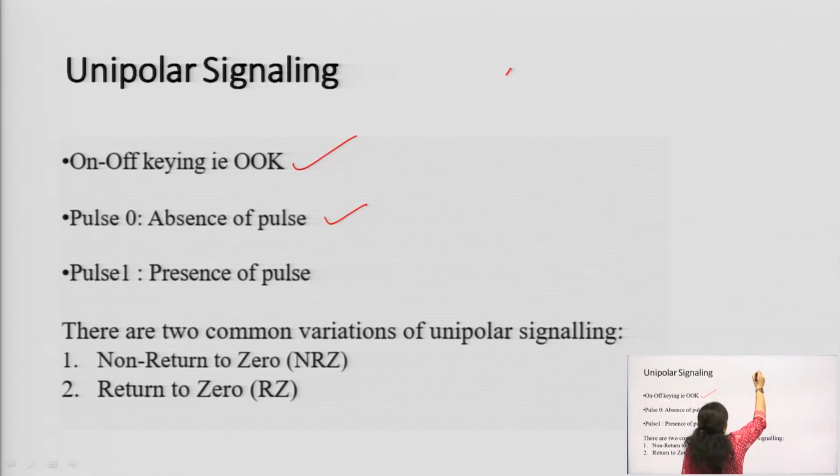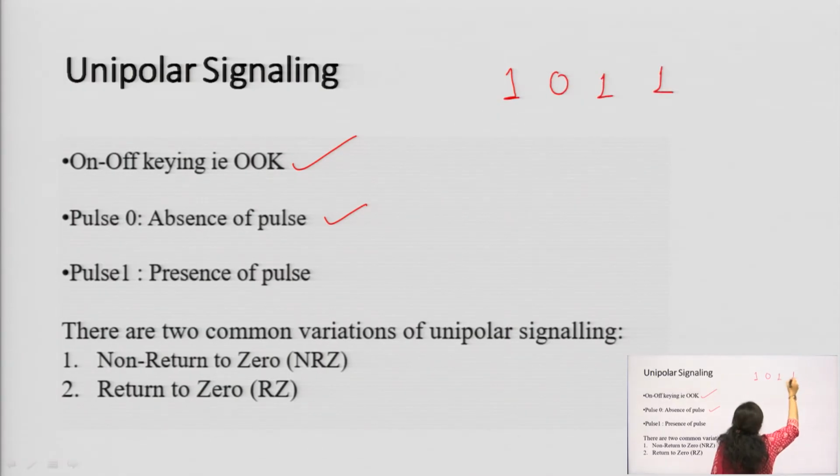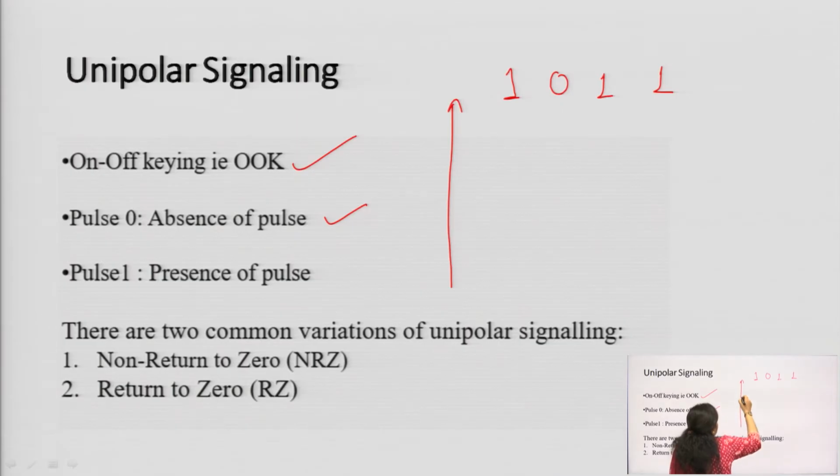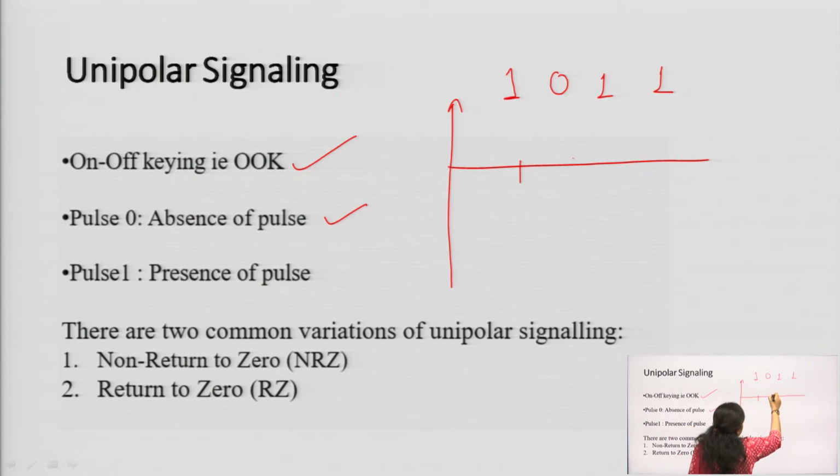Let us take an example of 4 bits, that is 1 0 1 1. I want to draw line coding corresponding to this data, that is 1 0 1 1. How I am going to draw it? First, I am going to divide this axis into 4 different equal parts, 4 parts of equal duration. Now, each duration is denoted by TB. What is TB? TB is the bit duration.